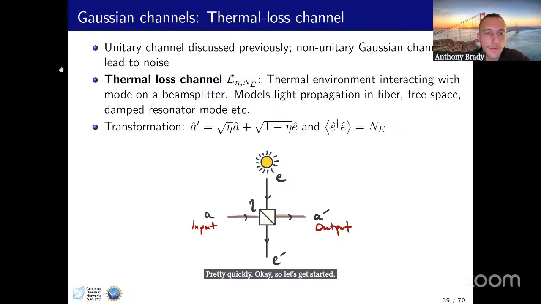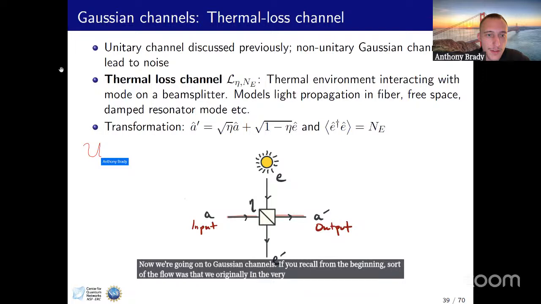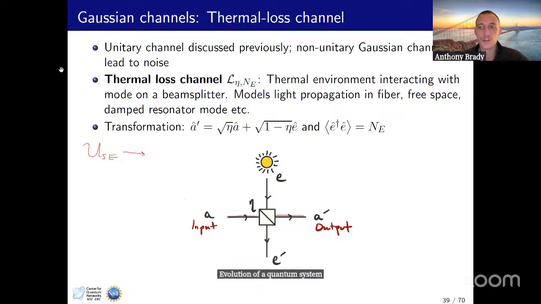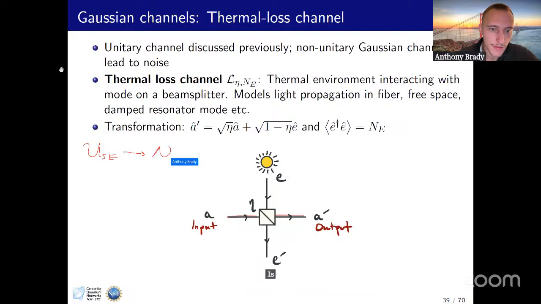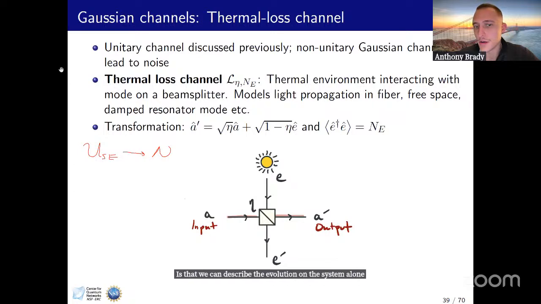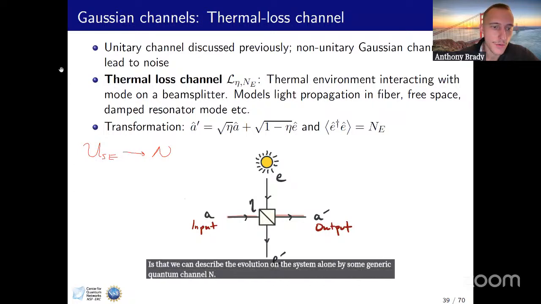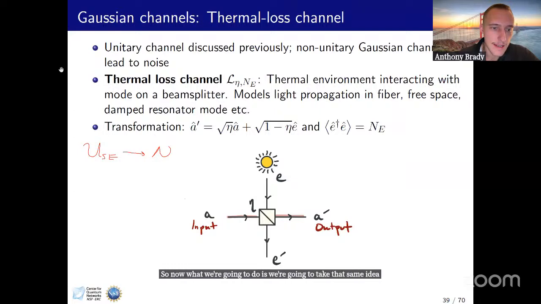Now we're going on to Gaussian channels. If you recall from the beginning of the lecture, we started with evolution by some unitary operator U, and then in a very abstract, general way, we said there is unitary evolution of some system and environment. If you just look at the system by itself, because in practice we don't always have access to the environment, we can describe the evolution on the system alone by some generic quantum channel N. So now we're going to take that same idea but apply it to this class of Gaussian channels.